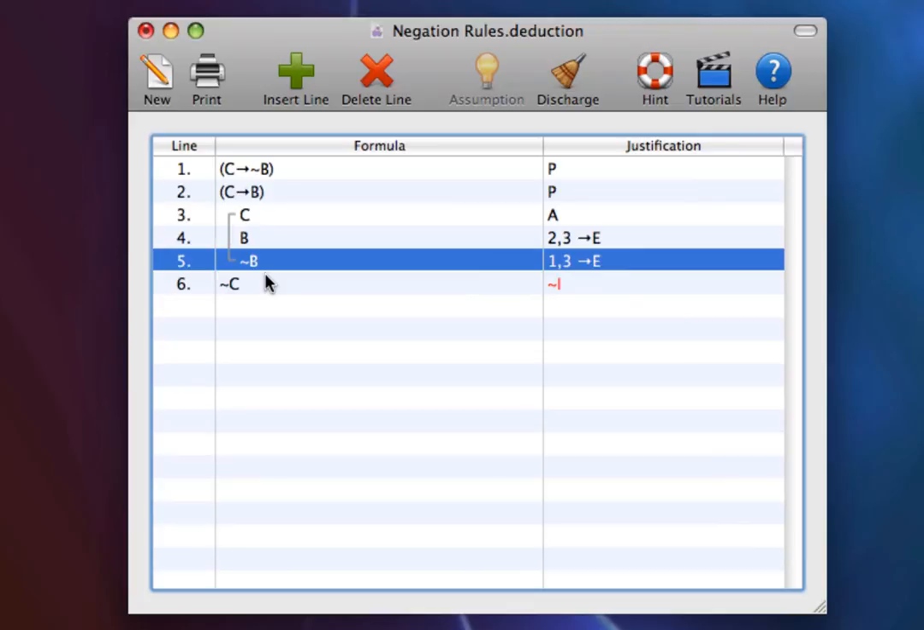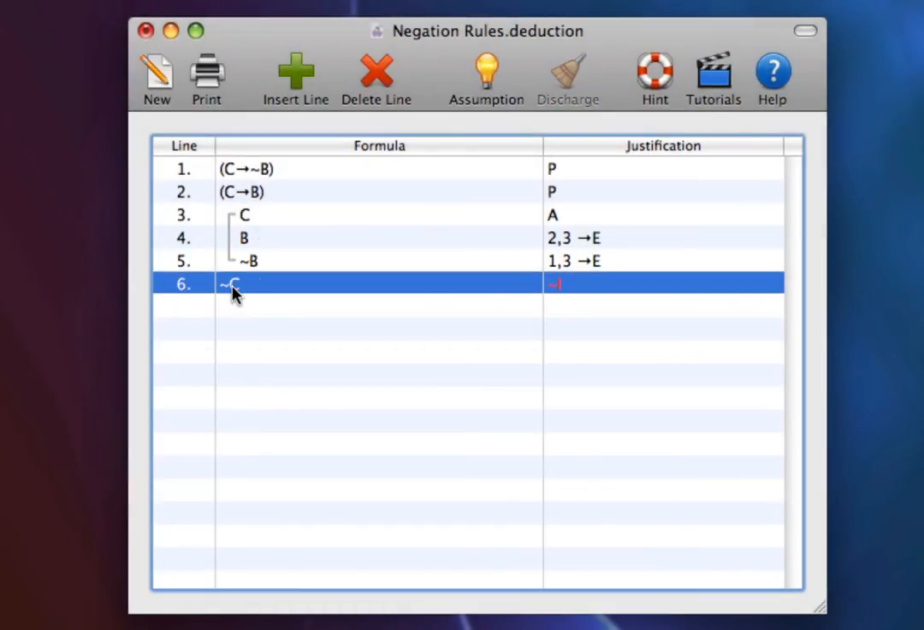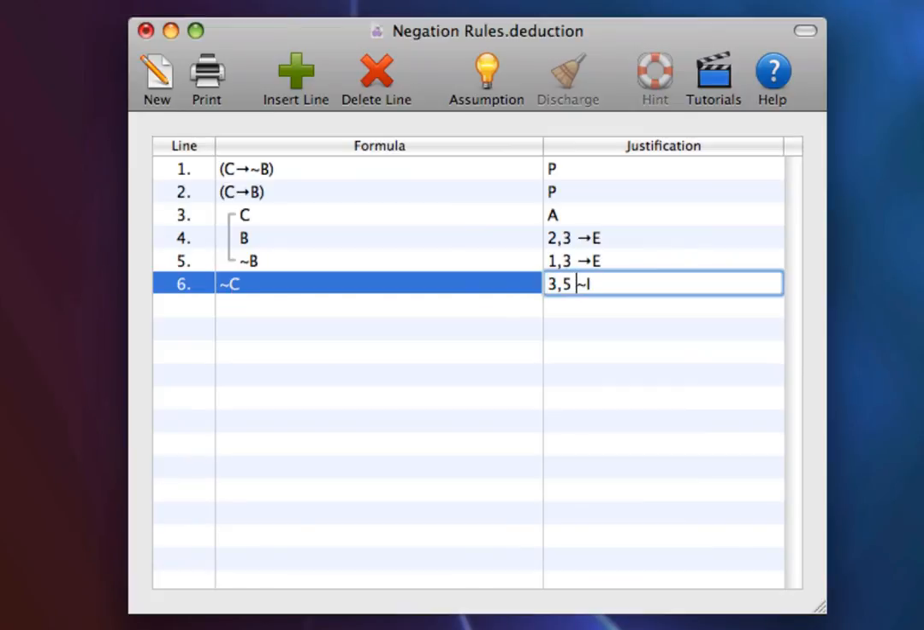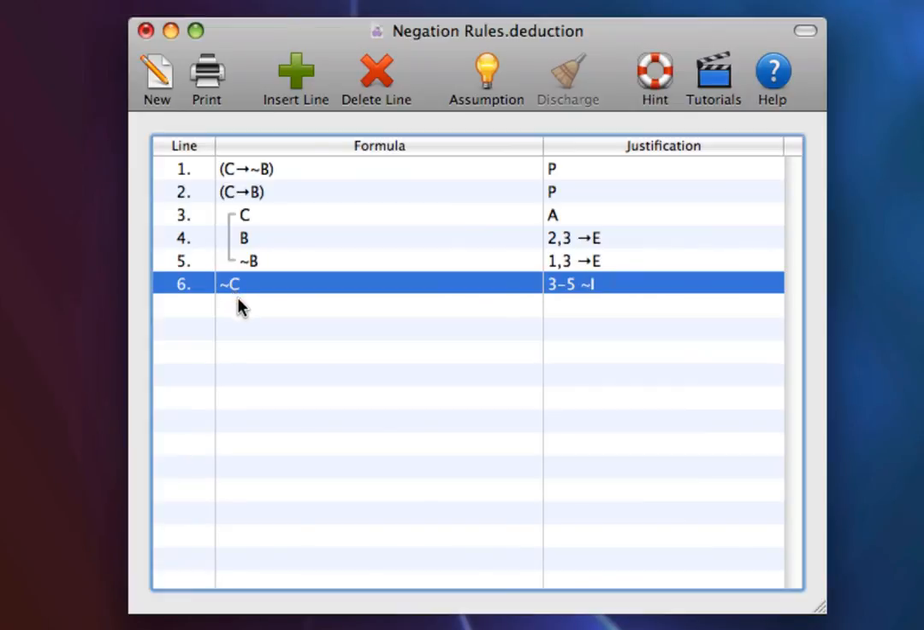Because things are so bad, we now go hunting around for the assumption that led us to such a bad place. It was the assumption that we have a chess game at line 3 that led us here, so it must be false that we have a chess game. This permits the inference not C. In other words, it's not the case that we have a chess game, 3, 5, tilde introduction. So that's how negation introduction works.